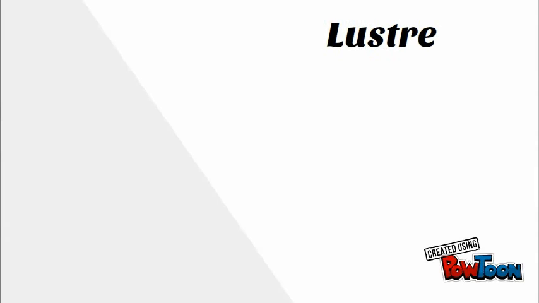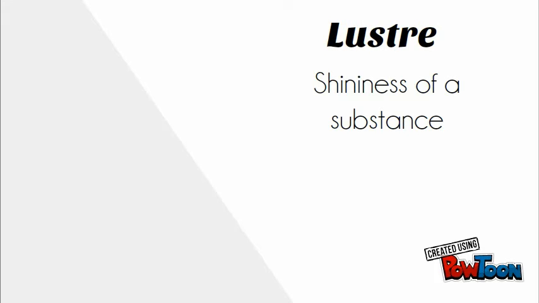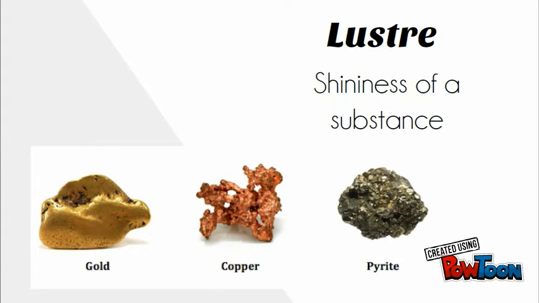Physical property number 3 is a property called luster, which tells about how shiny a substance is, the shininess of a substance. So a substance with a high luster, an example of that would be gold or silver or copper, because they've got a high level of shininess, so that's luster.